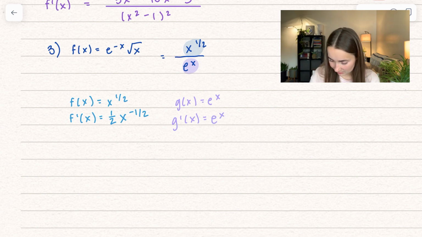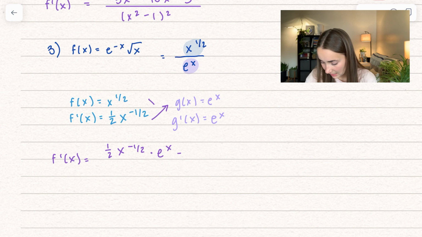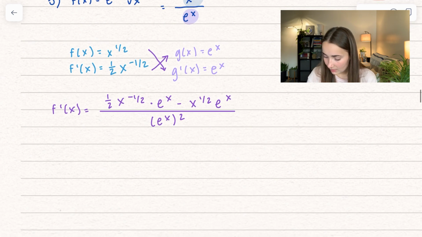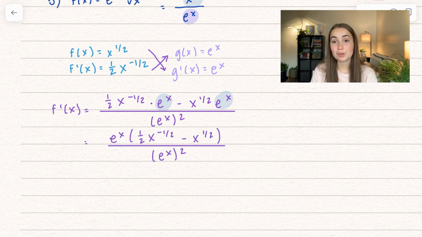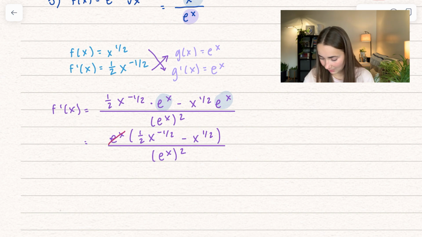So let's go ahead and write out this derivative. F prime of x is going to be equal to low d high minus high d low. And all of this is going to be divided by the denominator, so e to the x, squared. So first thing I notice here is that in the numerator, they both have an e to the power of x. So I can go ahead and pull that out, which tells me one of those e to the x's is going to cancel out. So I'm no longer going to have this squared.